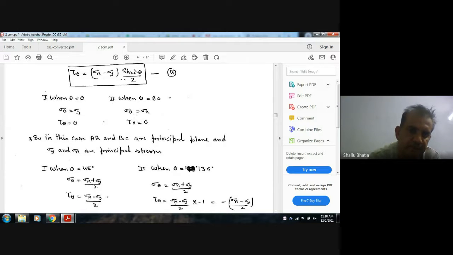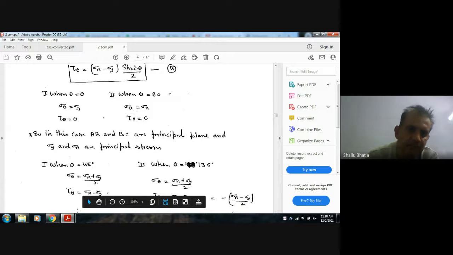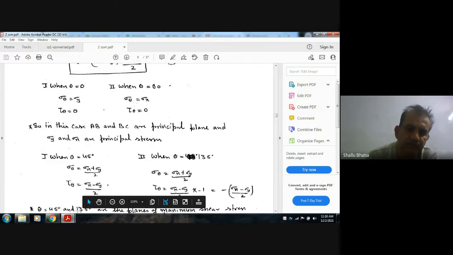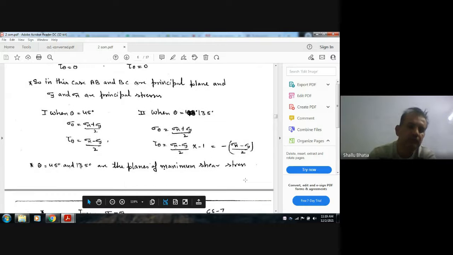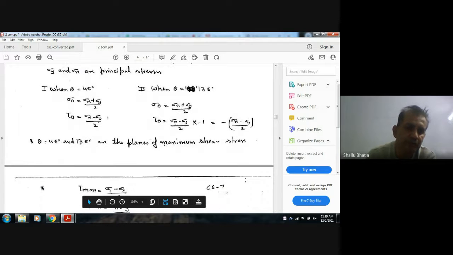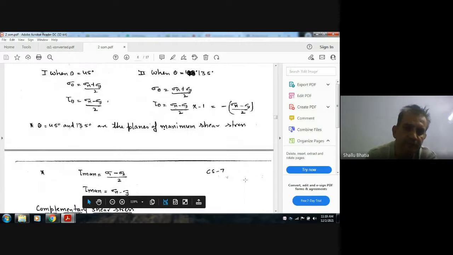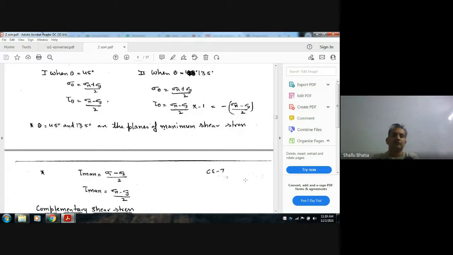Sin 90 degrees, and tau theta will be sigma x minus sigma y by 2. And similarly, tau theta at 135 degrees will be minus of sigma x minus sigma y divided by 2. So at theta equal to 45 degrees and 135 degrees, there is maximum shear stress, or these are the planes of maximum shear stress.